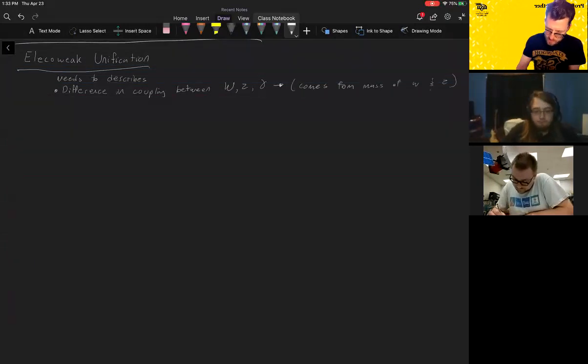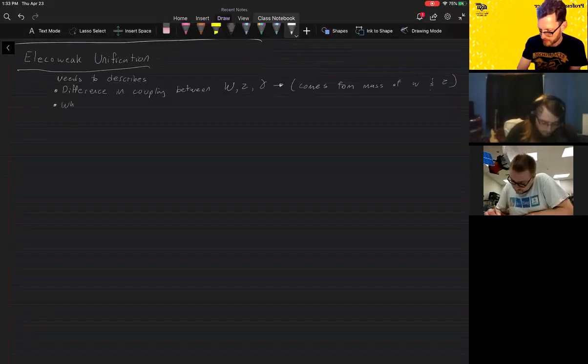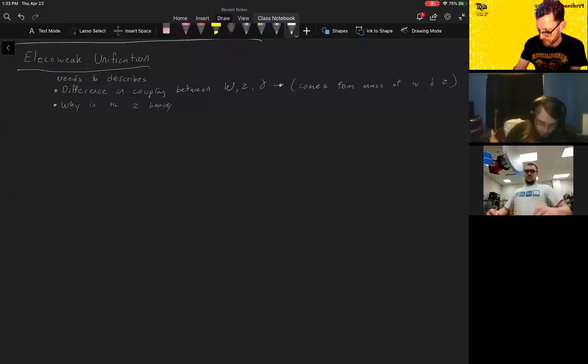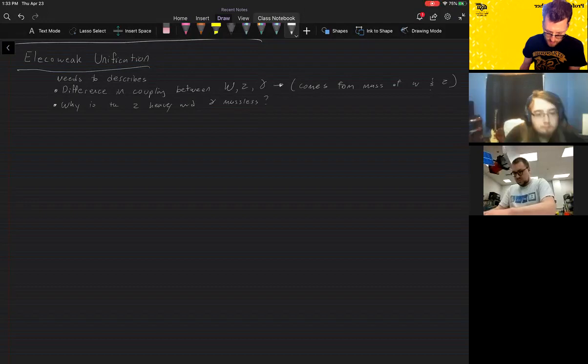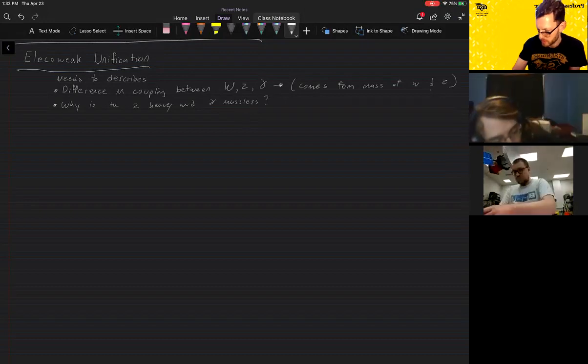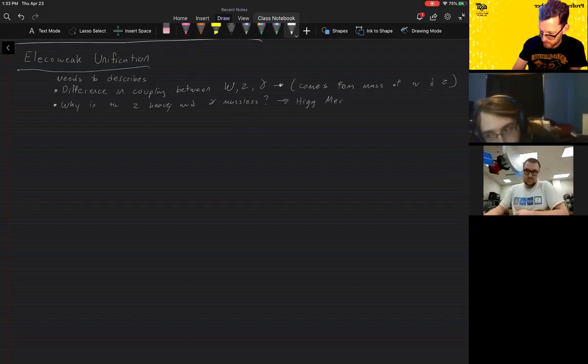And so that immediately leads to the question, well, why is there that mass difference? Why is the Z heavy and the gamma massless? That's a natural question that we would hope electroweak theory could answer. And the answer to this is going to be the Higgs mechanism. So we'll talk about this as we go along here.